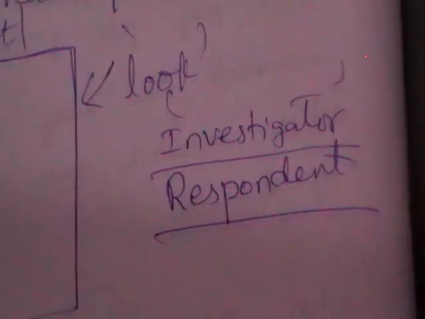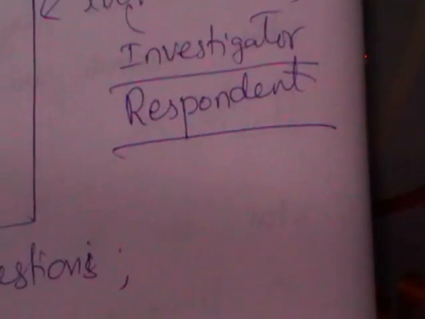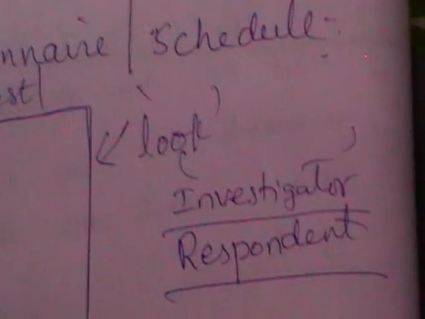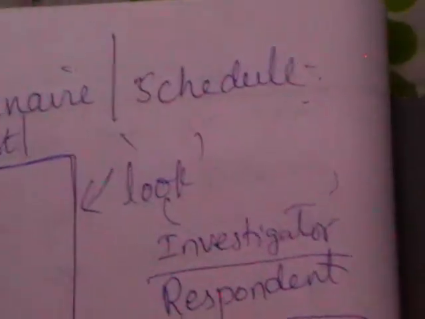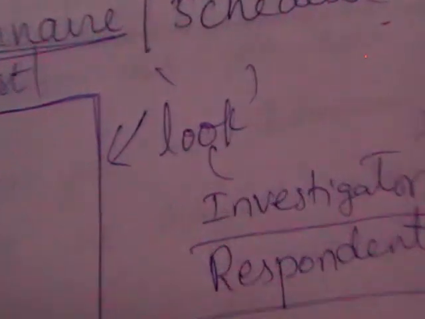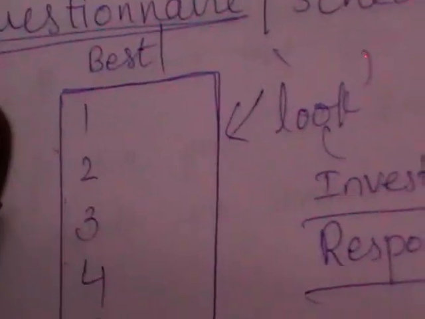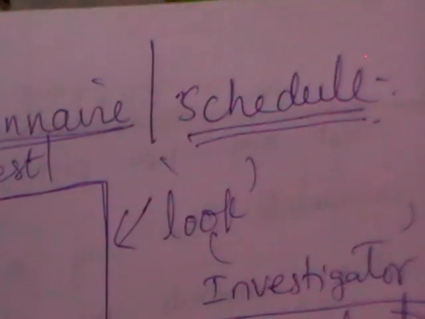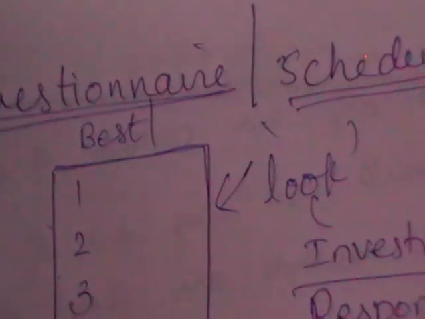The advantage with a questionnaire is that whenever the respondent is illiterate, we cannot use the schedule, as he is unable to respond to the list of questions. So when the respondent is illiterate, we can go for a questionnaire. Whenever the respondent is able to answer, we can use the schedule.